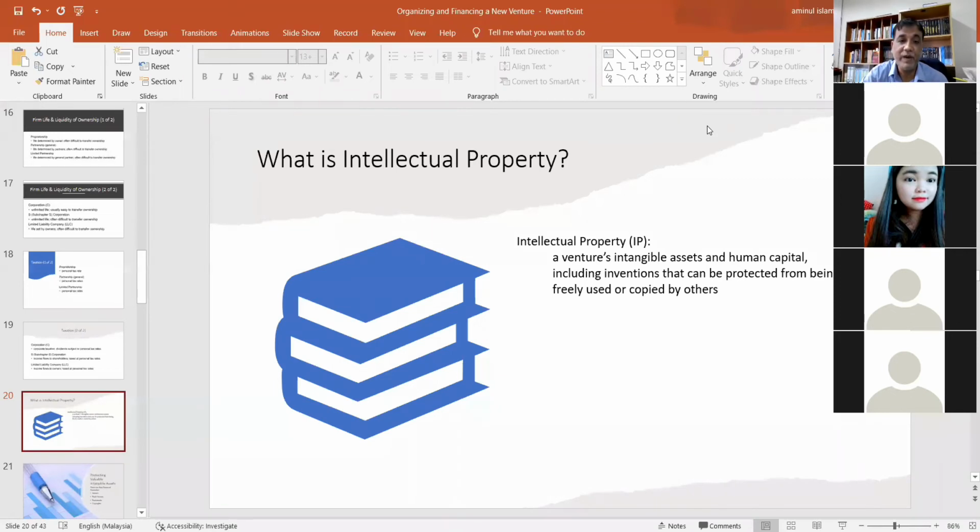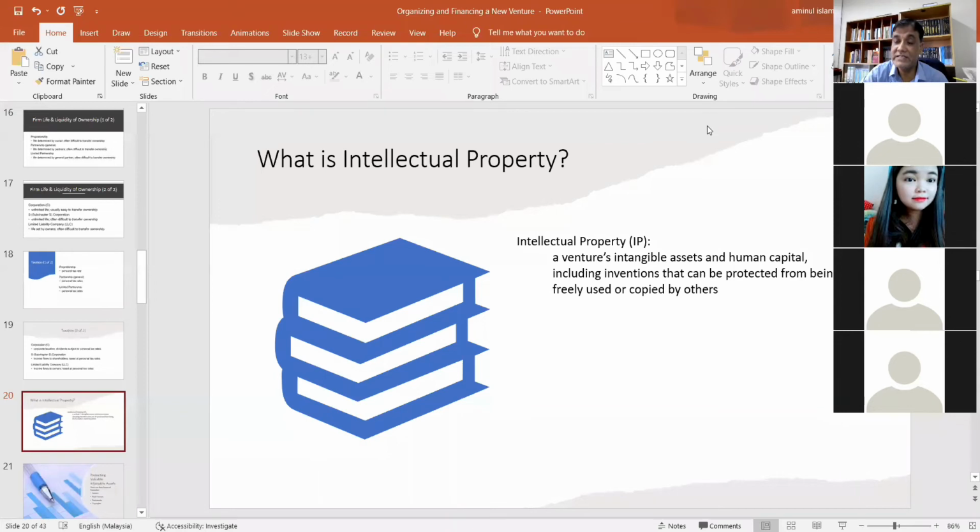Okay. All right. Let me proceed to the next area, which is intellectual property. When you start up a business, you need a certain kind of protection. Of course, you need protection. So you have certain tangible assets, and you also have intangible assets, and those have got to be protected. That's what you call intellectual property. Ventures' intangible assets and human capital, including inventions, can be protected and should be protected.